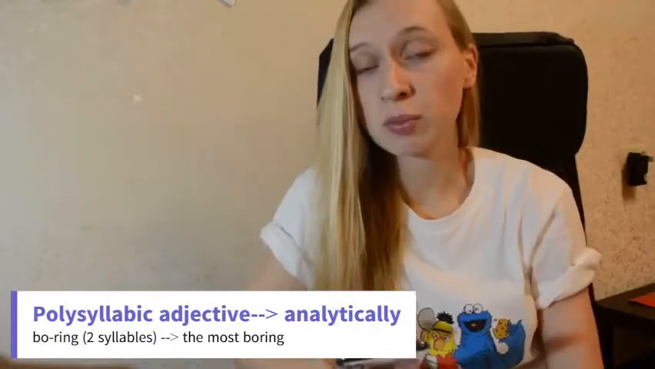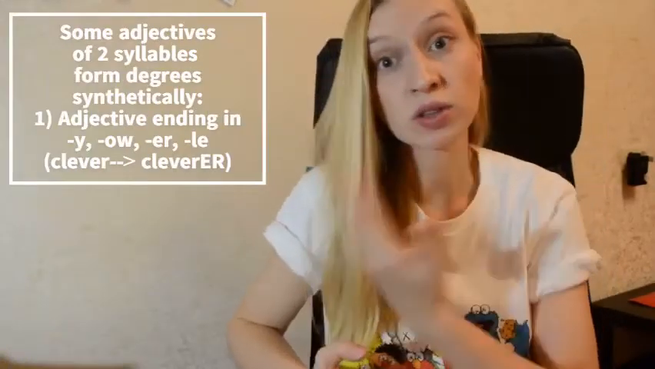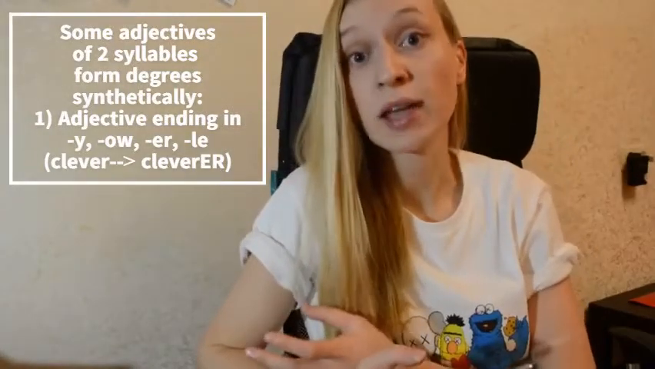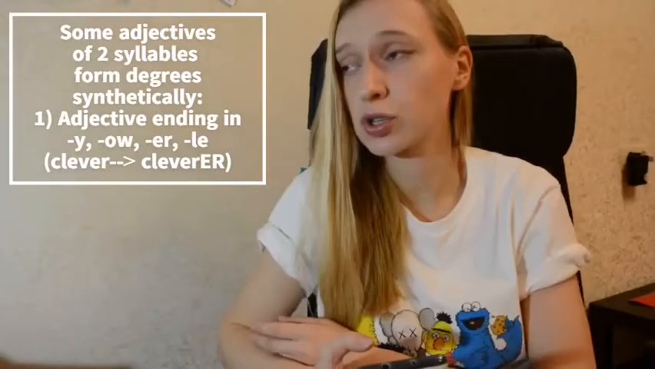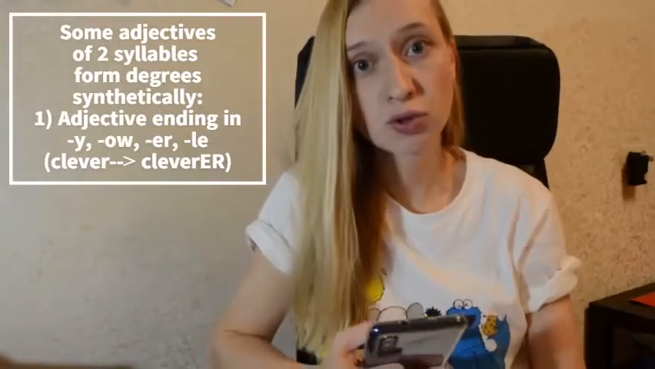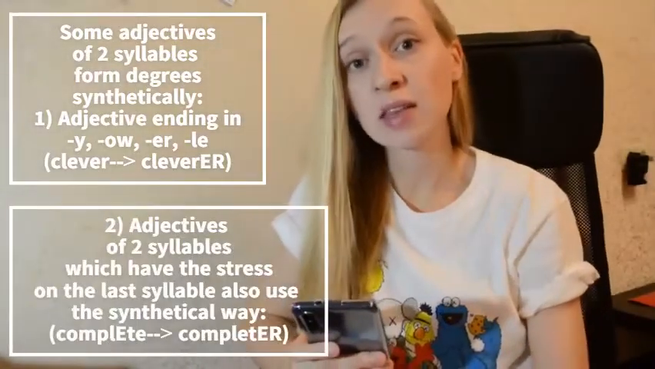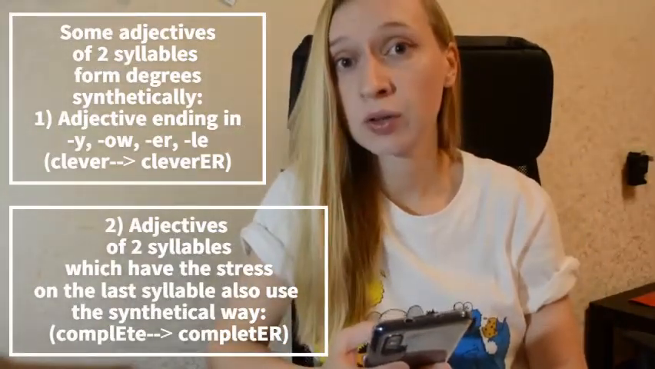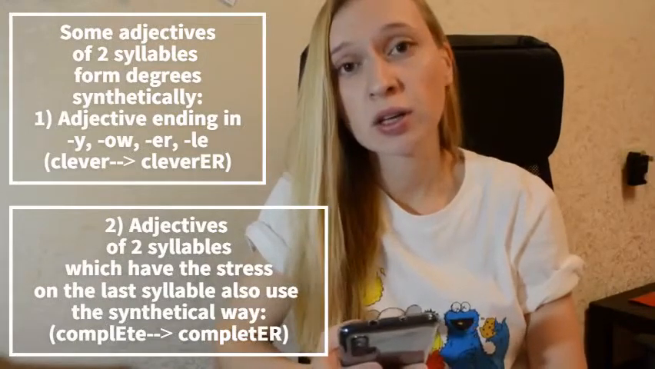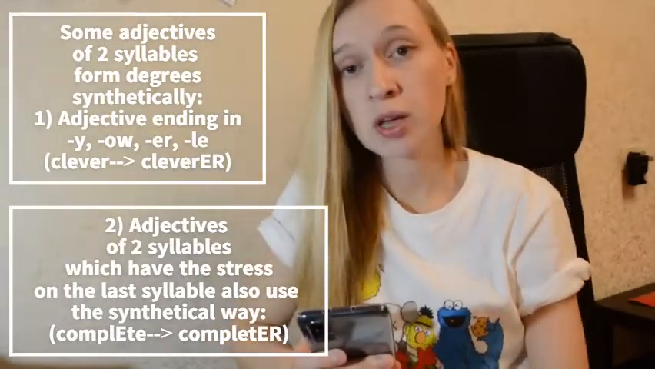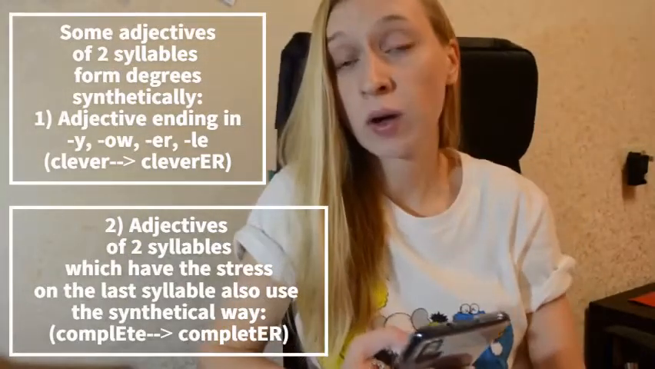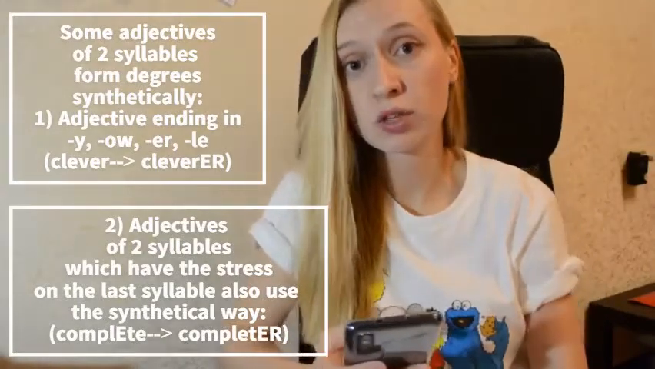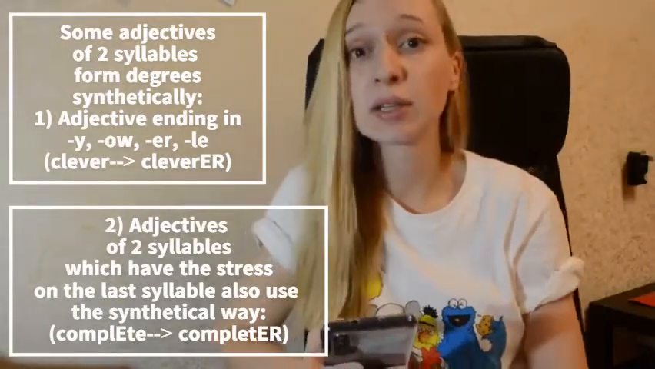With the two-syllable words, which end with this kind of endings, we usually use synthetical way of creating comparative and superlative forms. And among those words which have two syllables but also follow the synthetical pattern are also words that have the stress on the last syllable, such as complete. This word consists of two syllables, but the stress falls on the last one. That's why we actually use the synthetical way of forming comparative forms for this word, like completer and completest.